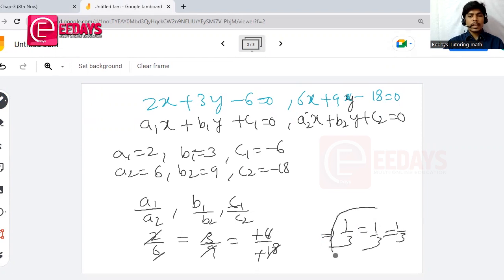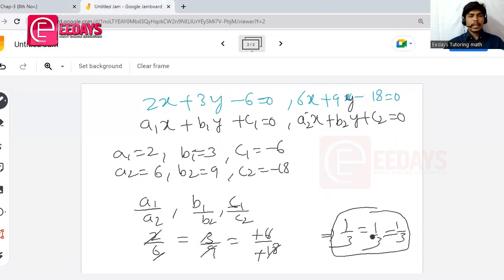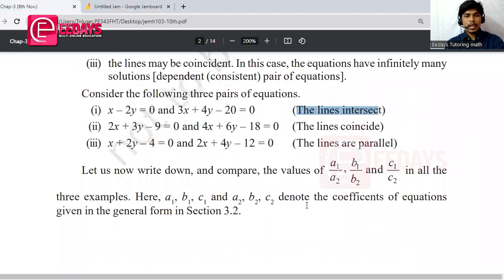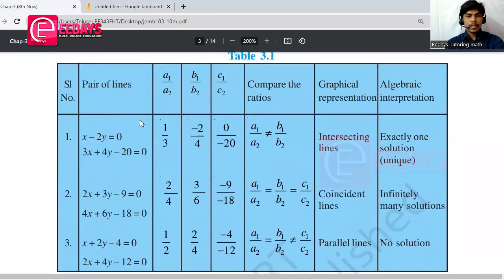If you got only one solution, the lines are intersecting. You are getting the same answer, right? A1 by A2 equals B1 by B2. I'm sorry, this is coincident. Let's see the condition here. This table is very, very important, so you can write it down. After writing the ratios A1 by A2, this point is important, nothing else.